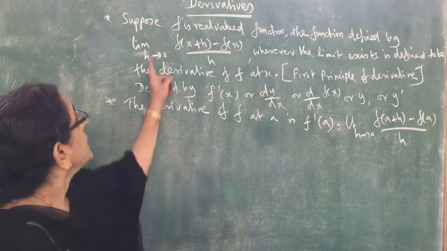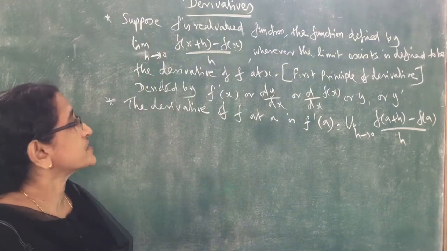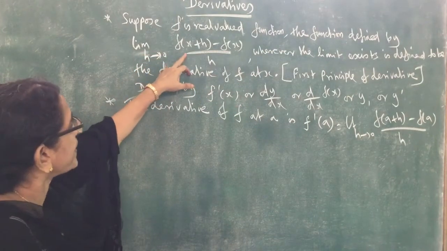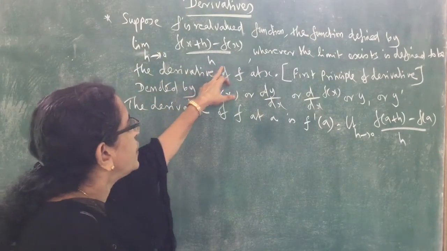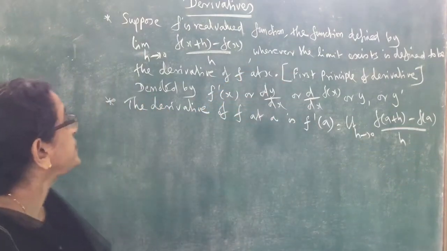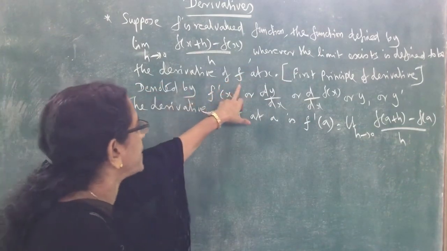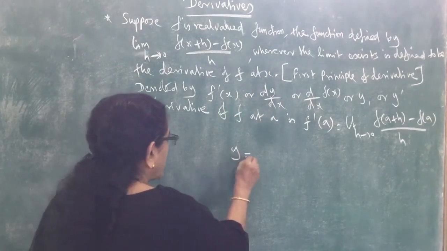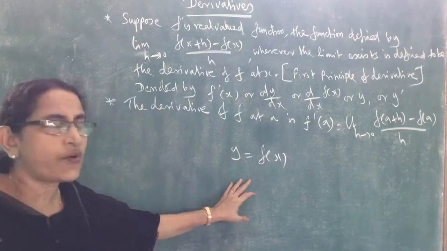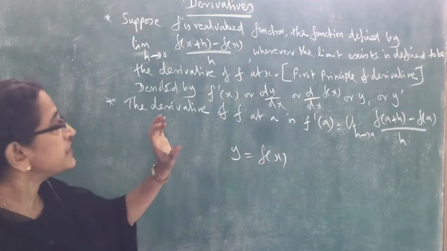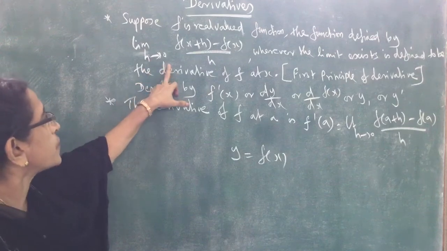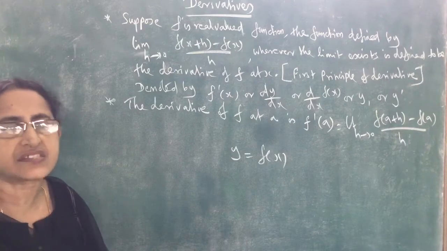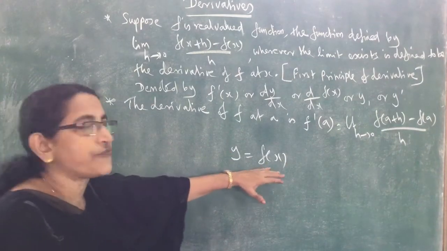Derivatives. Suppose f is a real valued function. The function defined by limit h tends to 0 of f of x plus h minus f of x by h, wherever the limit exists, is defined to be the derivative of f of x at x. So, consider the function y equal to f of x. The derivative of the function at x is defined as limit h tends to 0 of f of x plus h minus f of x by h. This limit, if it exists, is called the derivative of the function f of x.